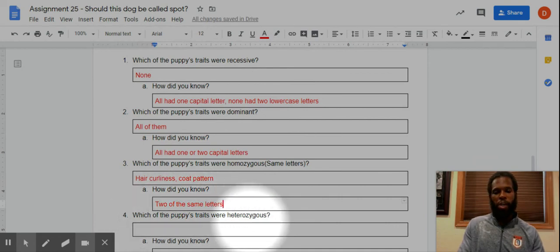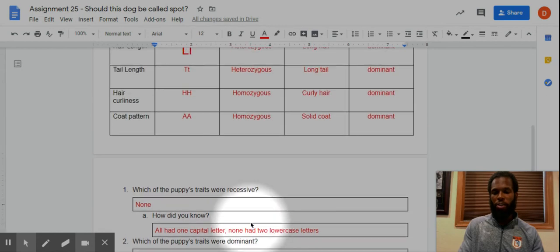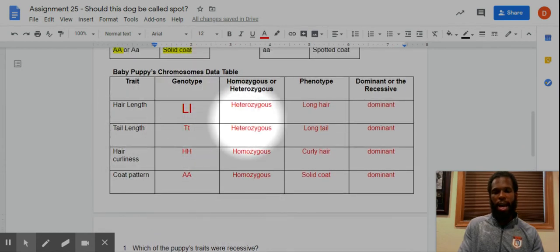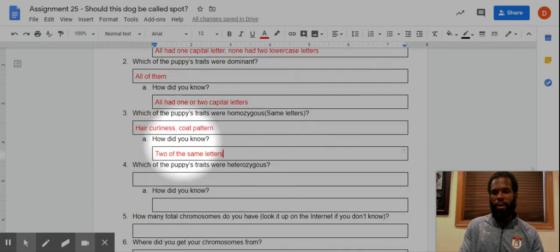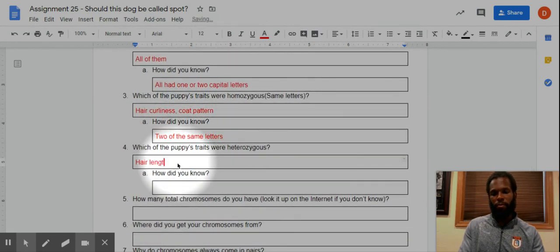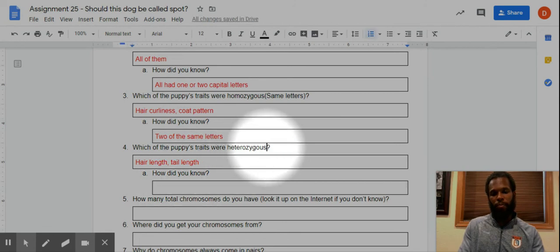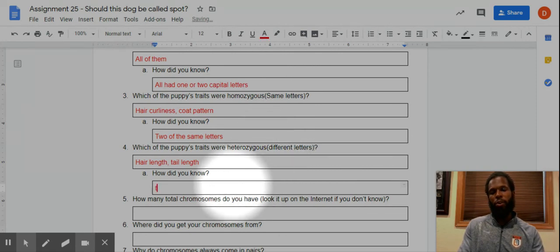Which of the puppy traits were heterozygous? Question number 4. Back to our chart here. Traits, heterozygous means different. Well, we know that hair length is different and tail length is different. Okay, so we have hair length, tail length. How do we know that? Well, heterozygous means different letters because they had two different letters.